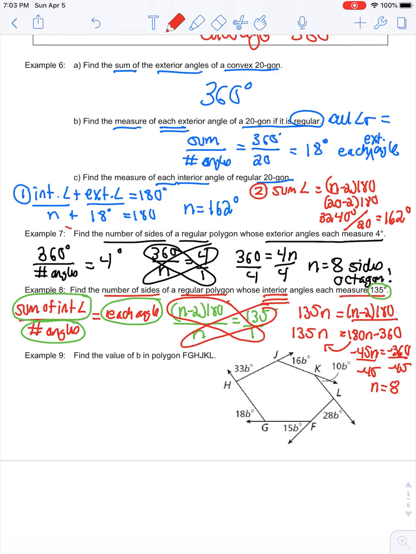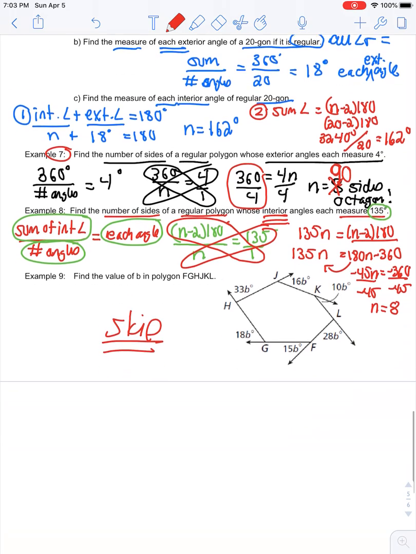I just realized that I made a mistake on example 7. I was looking at the wrong example. When we did 360 divided by 4, that's actually going to be 90 sides. I apologize. I was looking at the answer from the one below it.